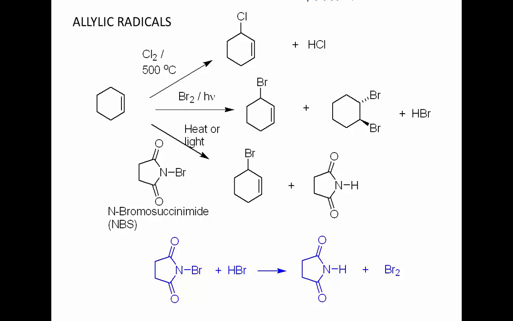It's a little bit harder to chlorinate than it is to brominate. Chlorine, say at 500 degrees, is going to give this as a major product. Bromine and light will give this, and it'll give us quite a bit of this too. This is not the free radical addition, but the electrophilic addition that you saw in chapter 6 that goes through the bromonium ion. Okay.